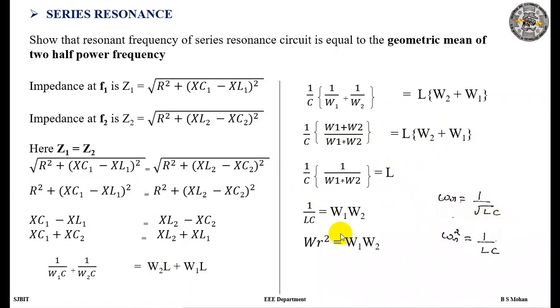Thus substituting that in this place, we get omega r square is equal to omega 1 into omega 2, or simply omega r is equal to square root of omega 1 into omega 2, or we can simply write fr is equal to square root of f1 into f2. So this is how you have to derive it when a question is asked with respect to the resonance frequency, that is the series resonance frequency, being equal to the geometric mean of two half power frequencies.